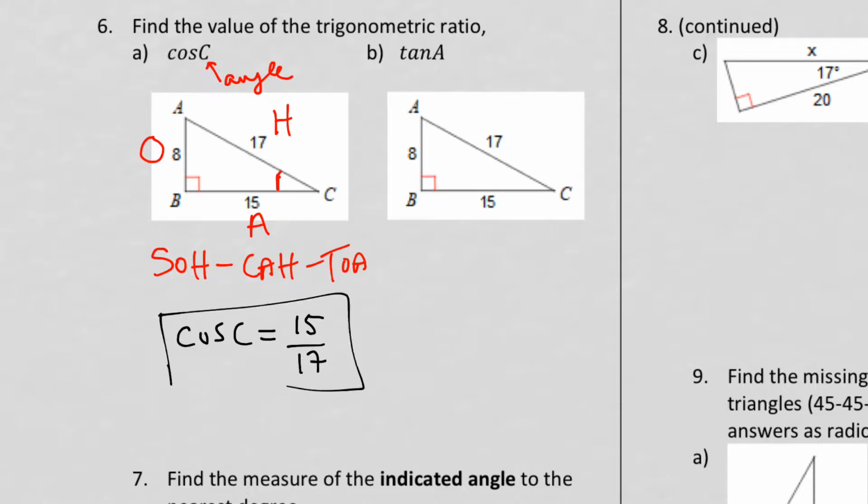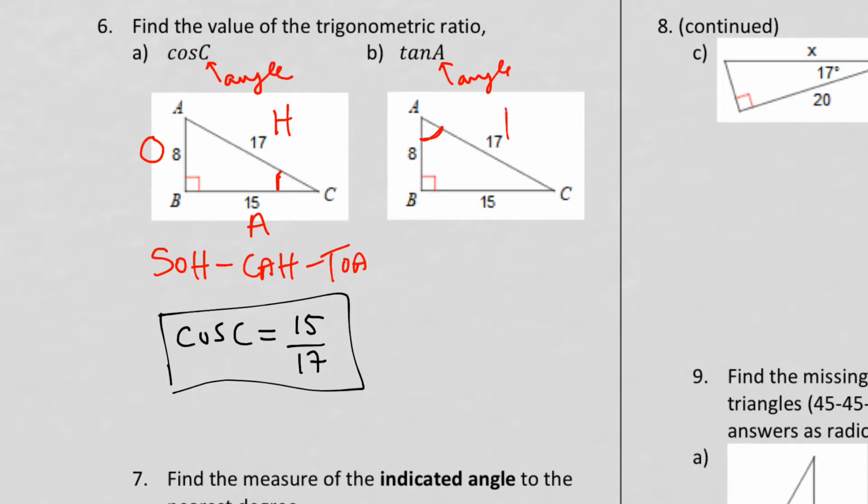And I found that trig ratio for 6a. 6b, so here I want to find tangent of A. So again, in this case, this is my angle. It's going to be angle A. That's my reference angle, so I'm going to mark that here first. Next, I'll label my sides off of this angle A.